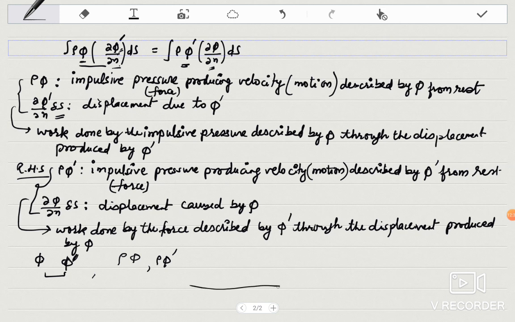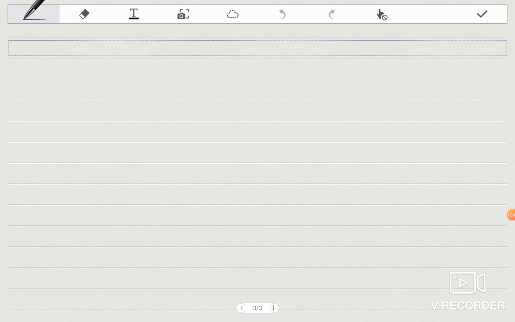Now we come to deduction 2. This deduction says that if phi dash is constant. You know that there were two scalar point functions in Green's theorem. One was phi and one was phi dash. And in Green's theorem, we did not assign any characteristic to those phi and phi dash, except that those were scalar point functions satisfying certain properties.